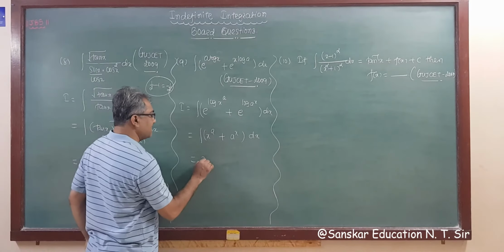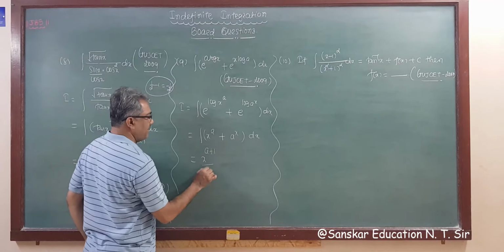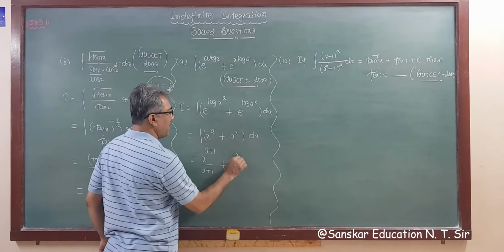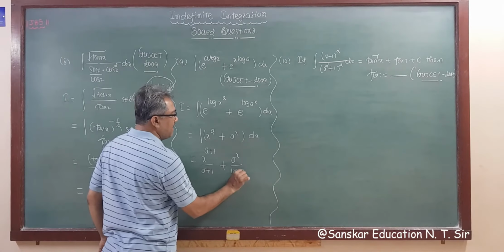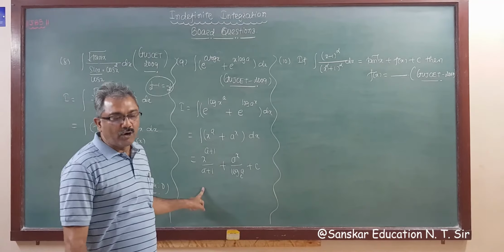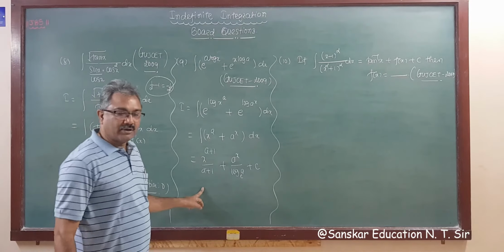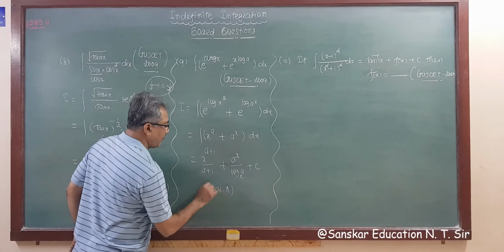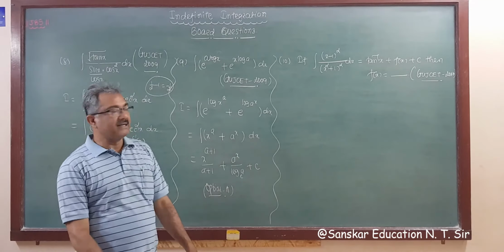So here the answer is x raised to a plus 1 upon a plus 1, plus the answer of this is a raised to x upon log a base e, plus c. That is option number A, your correct answer. So option A is the correct answer.